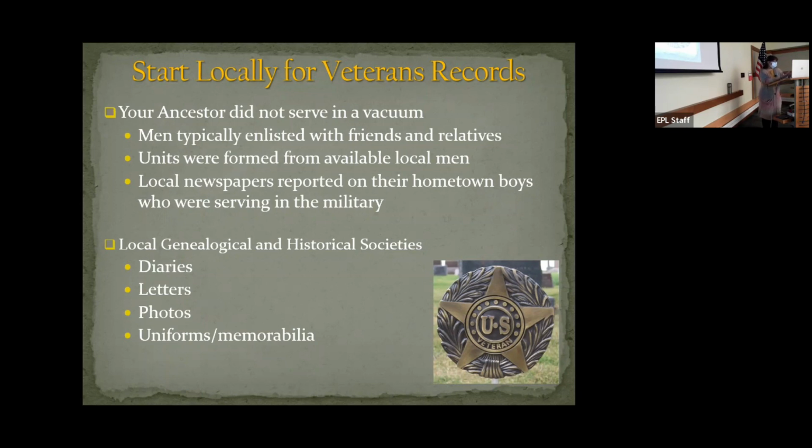But then your genealogical and historical societies might have collections that were donated. I'm on the board of the Plainfield Historical Society and the Oswego Land Heritage Association as well. And we have all kinds of uniforms and diaries and medals and letters and photos that our servicemen and women have submitted to our collections over the years. So there might be unit photos where only the soldier who donated the photo is identified. You might be able to identify and spot your ancestor in that photo. And I'll come back to that in a little more detail in just a couple of minutes.